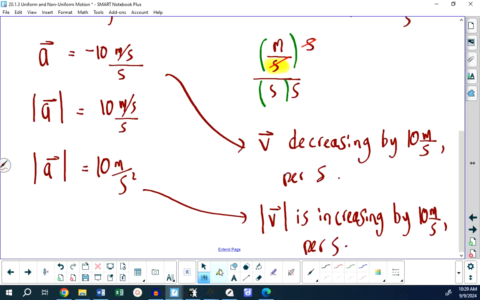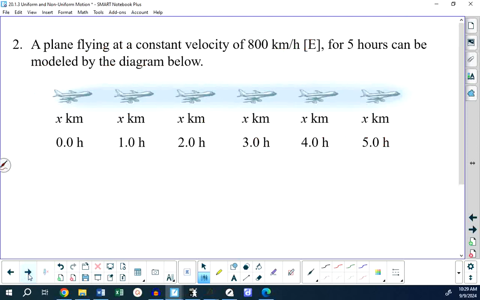Okay. This is going to be another case where I don't want to rush things, so we may just get to the end of this lesson at the bell. We'll see how it goes today. Don't worry about it. A plane is flying at a constant velocity of 800 kilometers per hour east for 5 hours, and it can be modeled by that diagram.